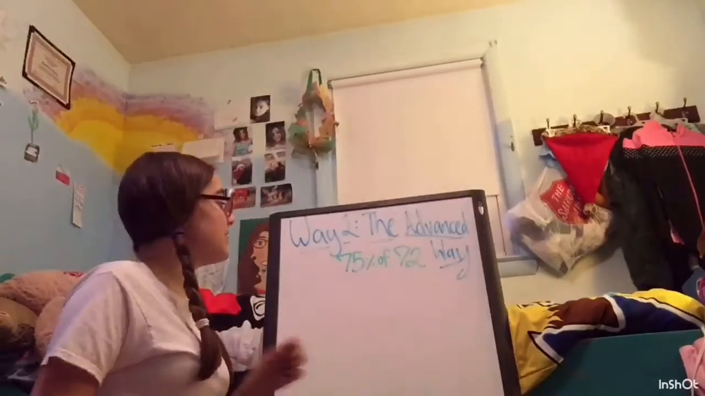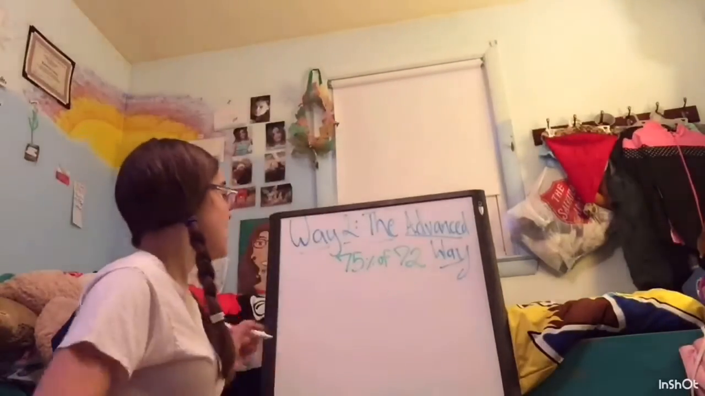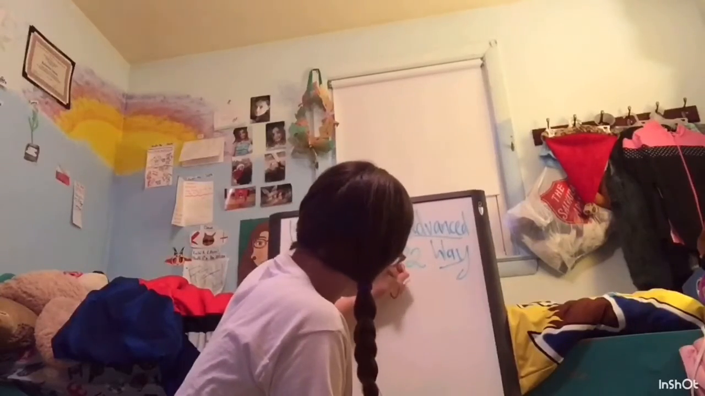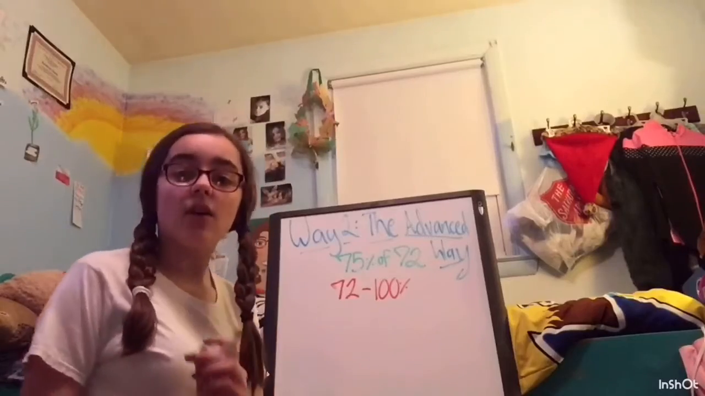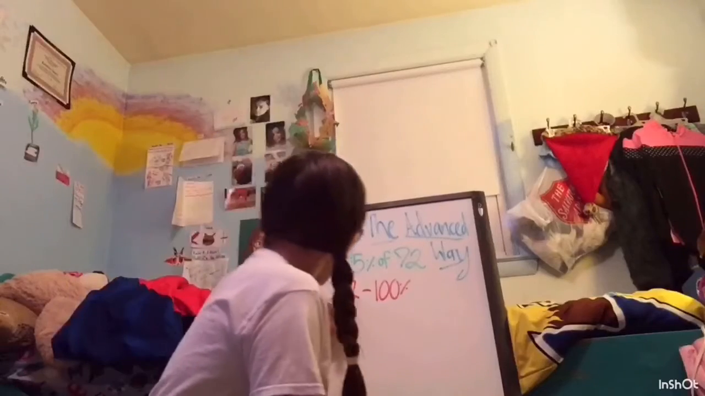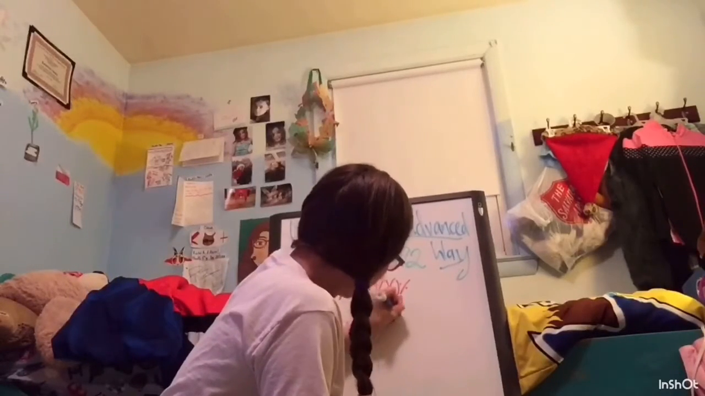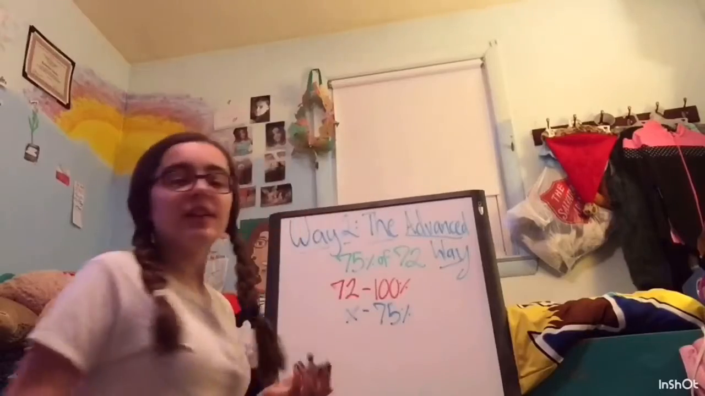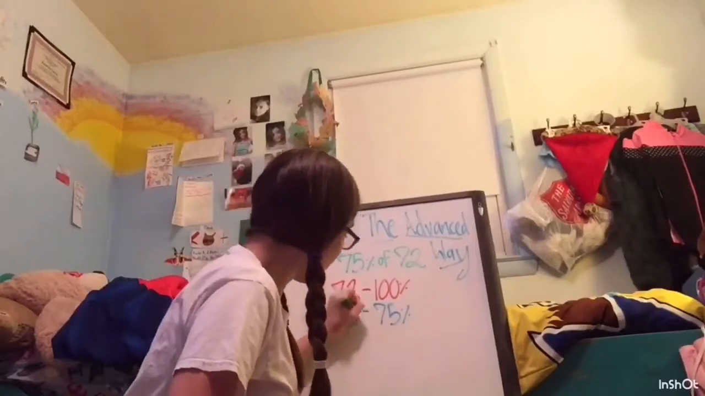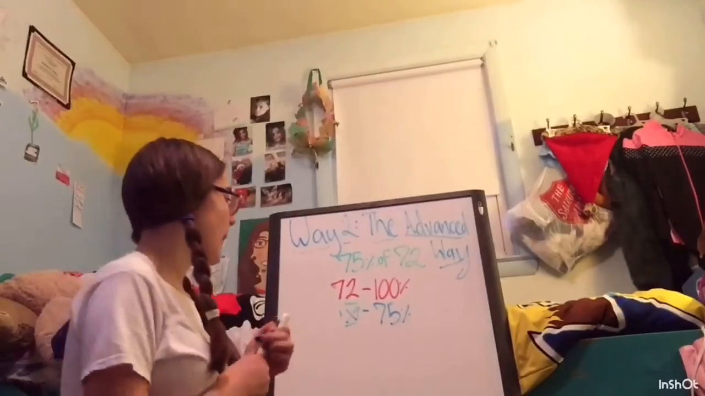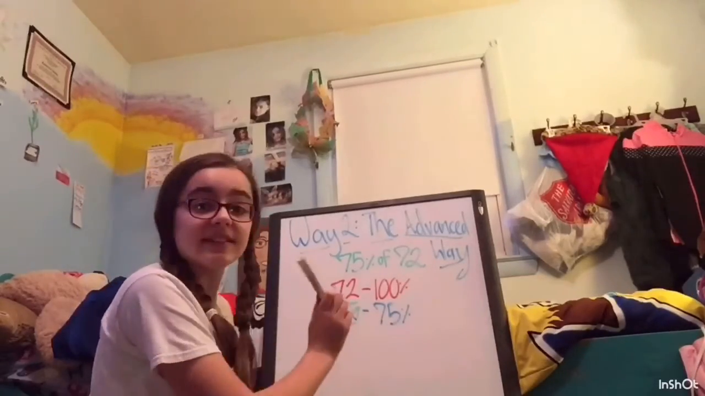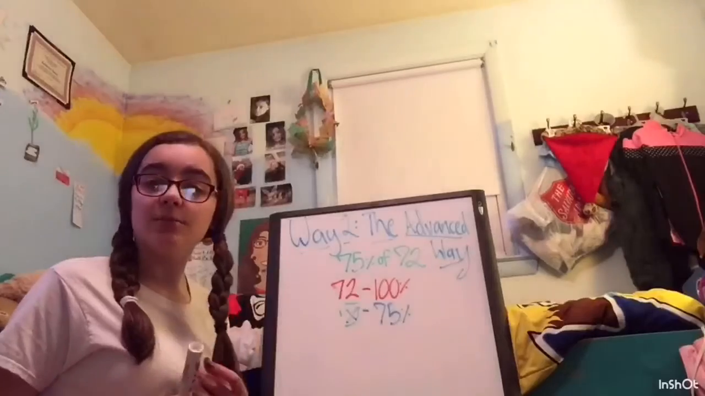And we take that 72 and we do 72 minus 100%, because that 100% is the whole, don't forget. And then we do x minus 75%. So in a way, we're making this an algebraic equation with x. We're solving for the unknown in this equation. So now that we have our 72 minus 100% and x minus 75%, we cross multiply.